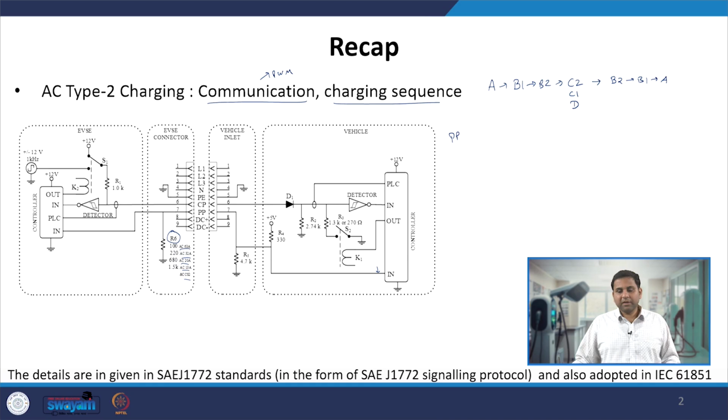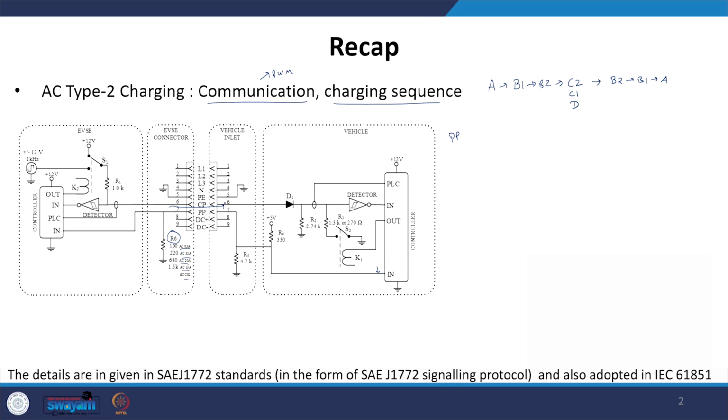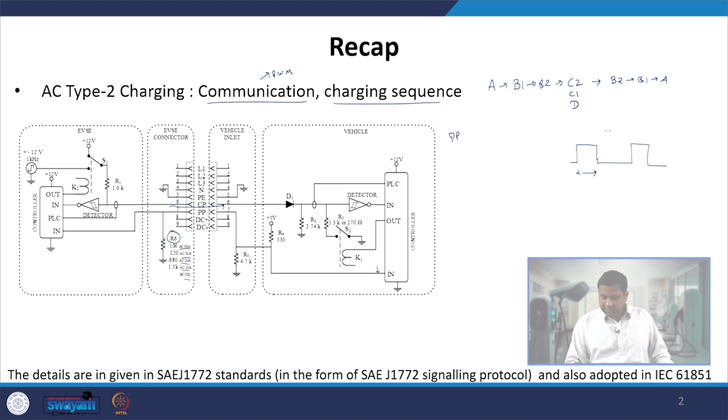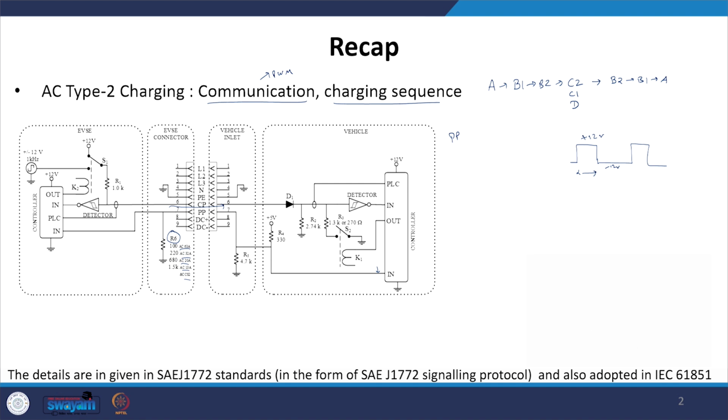Once that recognition is done, the connector gets locked into the vehicle, and then over the CP line, your communication takes place via the PWM signal, where the EVSE changes the duty ratio of the PWM. This PWM goes from plus 12 volt to minus 12 volt. The EVSE changes the duty ratio, which indicates the maximum current which can be drawn from the EVSE at that particular instant of time. However, it is the vehicle which changes the voltage level of the PWM, and that is how it tells the EVSE whether it is ready or not ready.